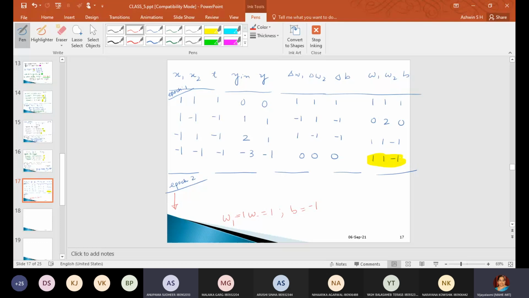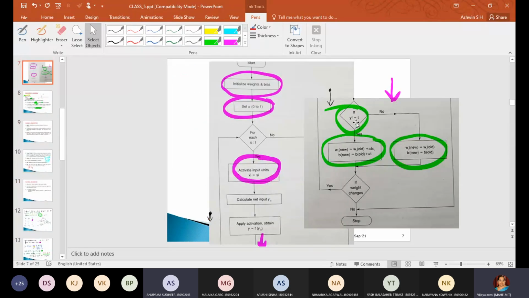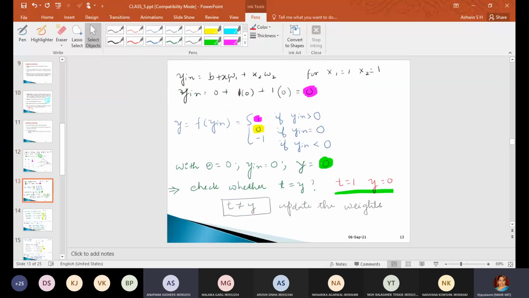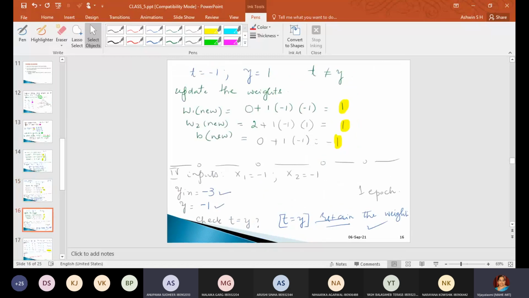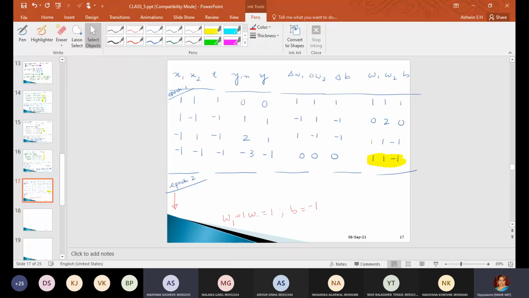Okay, let me just go back to the flow chart. So here, just check whether y is equal to t. If no, you retain the same weights. Then if weights don't change, you can stop. If weights change, this will be continued. So like this you can do it for one or two iterations. If you are getting the same weights, you can stop here, considering this to be the termination.